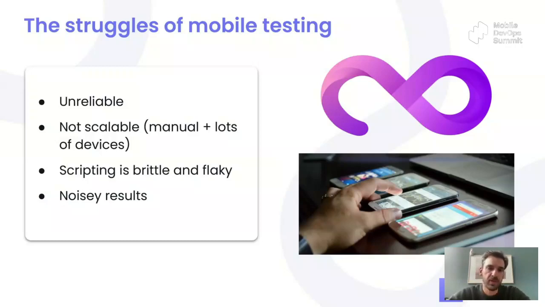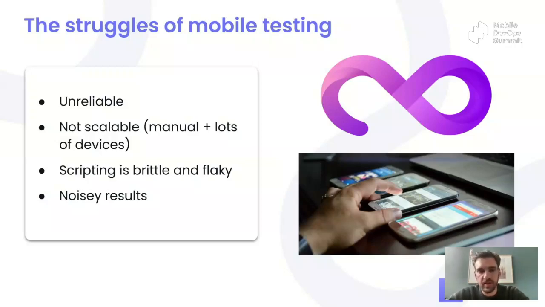When you're doing manual testing, especially, it's very, very hard to scale. You're going to have tons of devices at your disposal. You're going to have to run all the scenarios and remember what you have to run. And every time you have a new version, you're going to have to redo everything again.